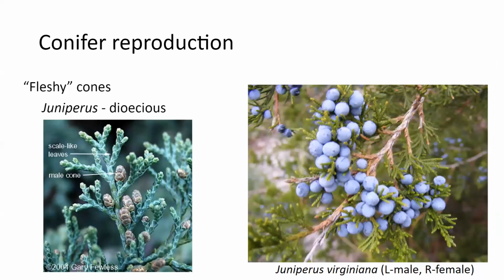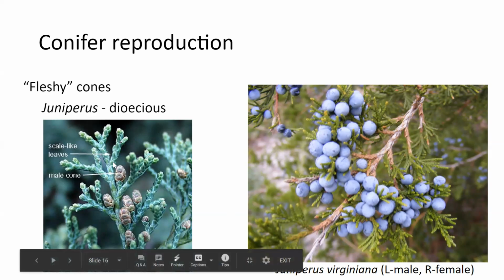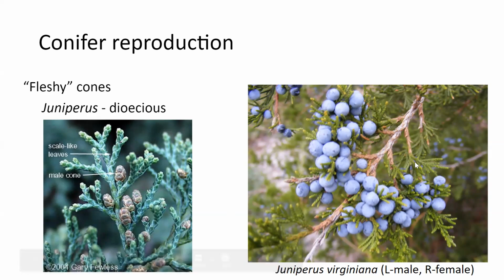We also have examples of peltate cones that we call fleshy. And the best example of this is Juniperus, which has separate male and female cones and separate male and female individuals. So you have individual trees that have male cones, and then you have individual trees that have female cones. So on the left, we have a male with these little tiny cones that contain the pollen. You can also see the scale-like leaves that Juniperus has. And on the right, you can see the scale-shaped leaves again and the fleshy berries that Juniperus virginiana has.